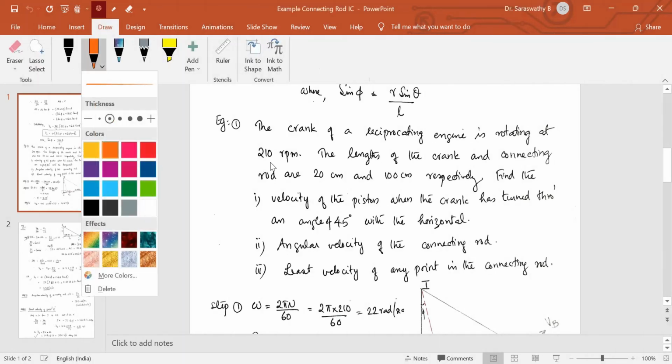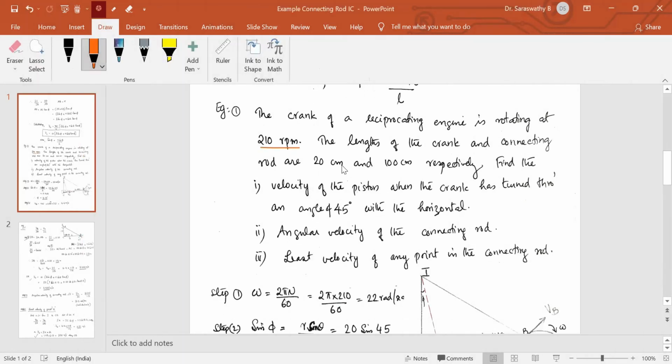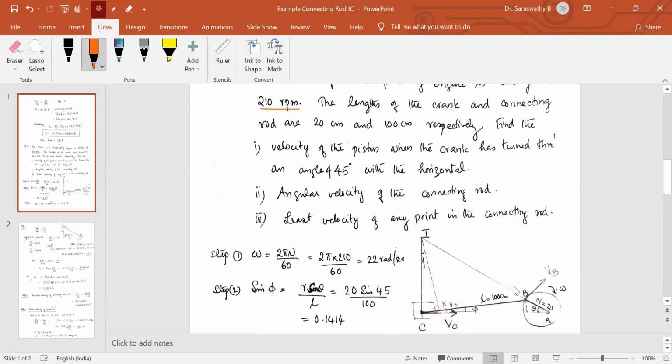The crank is rotating at 210 rpm. Here I have drawn the figure. This is the crank, 20 centimeters radius. The piston and crank are connected with the connecting rod of 100 centimeters. So 20 centimeters and 100 centimeters are given in the question. For the velocity of the piston when the crank has turned through 45 degrees, mark the crank at 45 degrees. This theta is equal to 45 degrees.